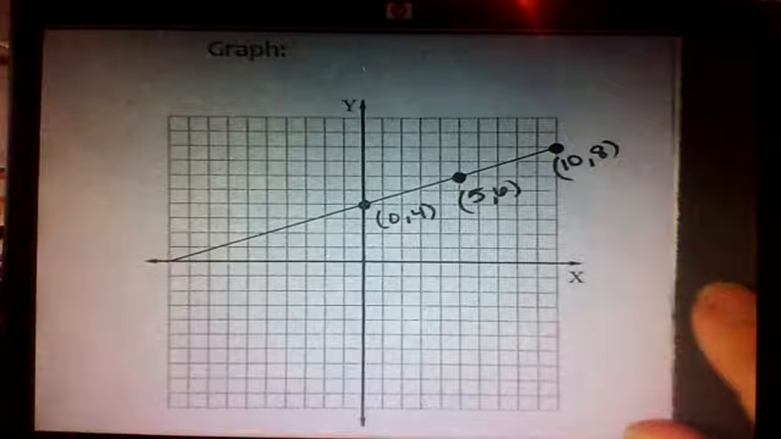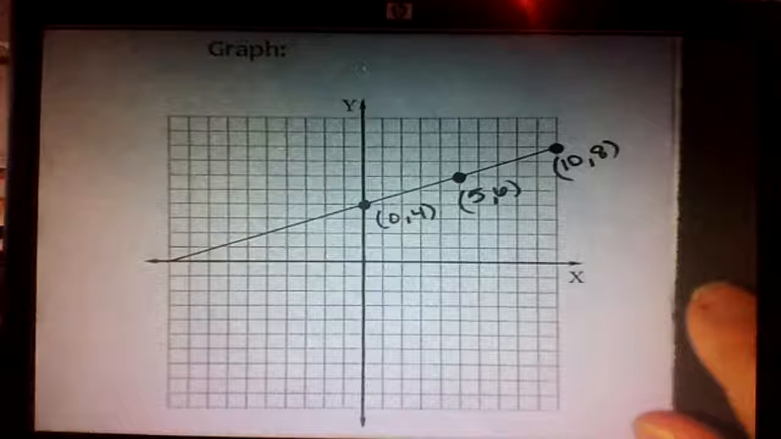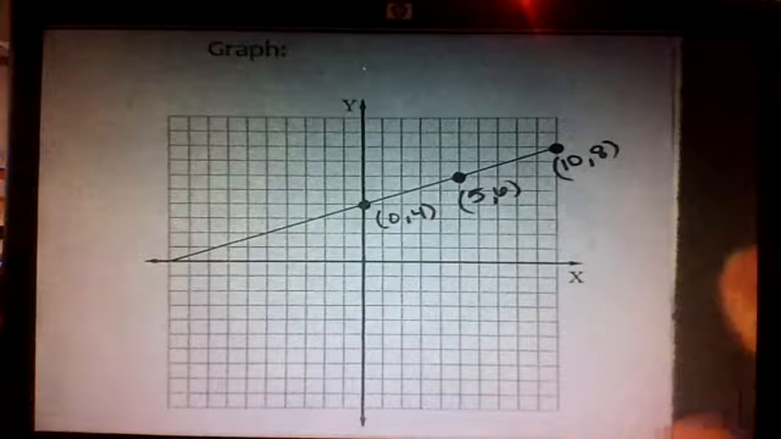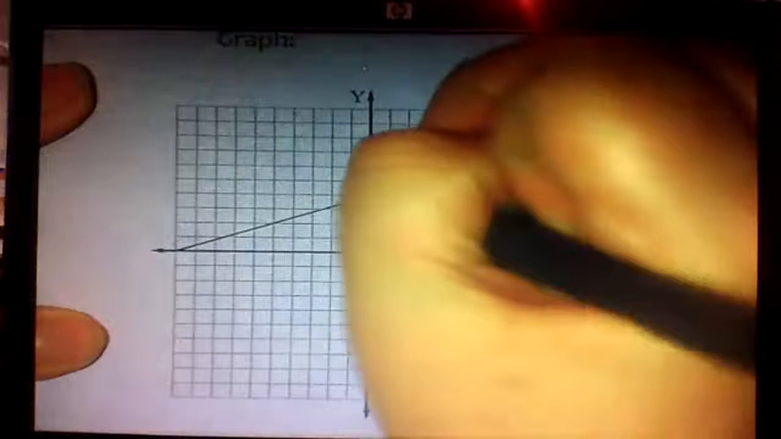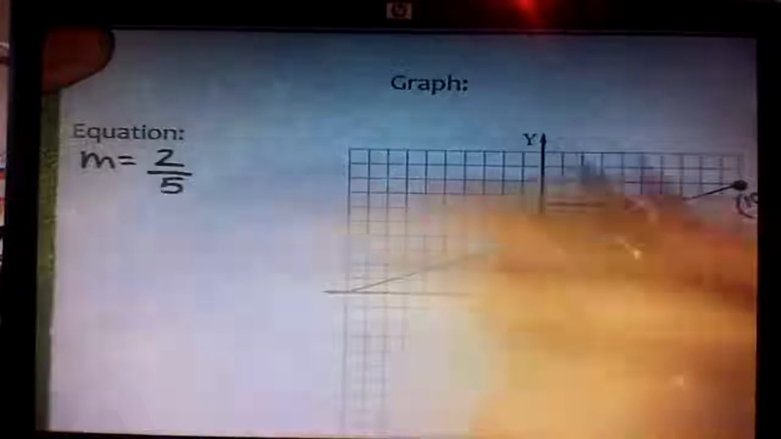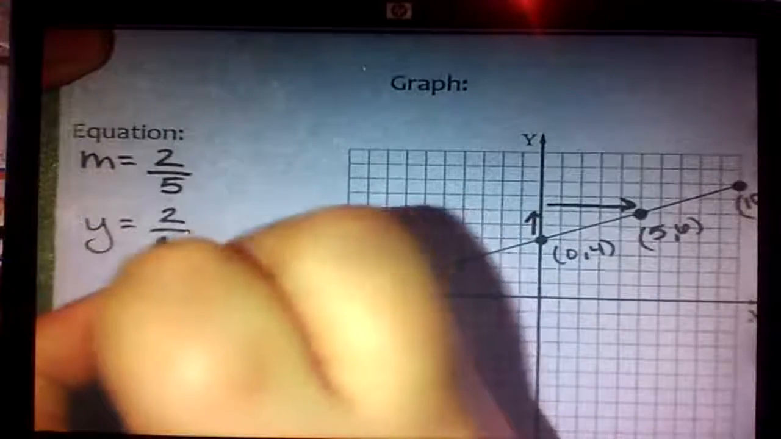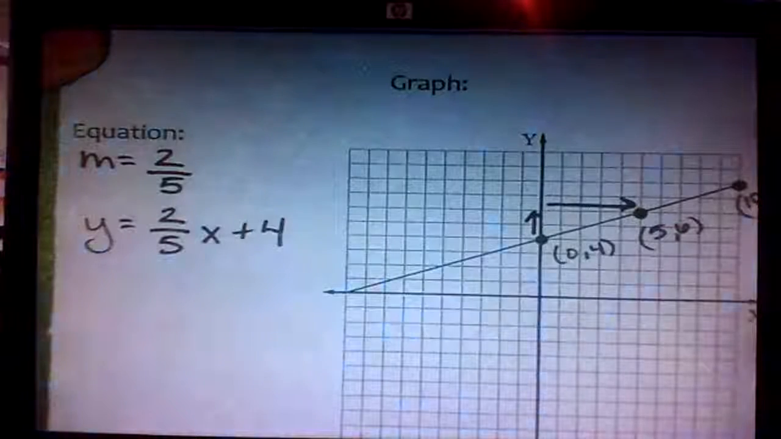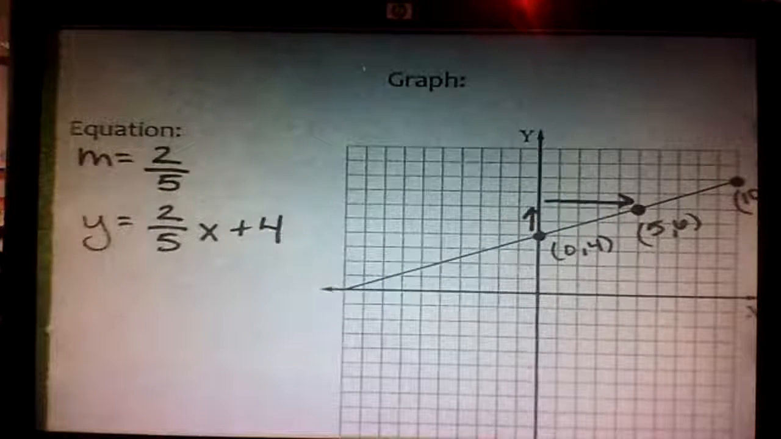So let's see if we can write an equation here now. Okay, what's my slope? 2 over 5. Remember, your slope is always change in y, so how much it goes up. So we're going up by 2, and then I'm going to the right by 5. So that means my slope is 2 over 5. So y equals 2/5 x plus 4. Okay, that's my y-intercept.